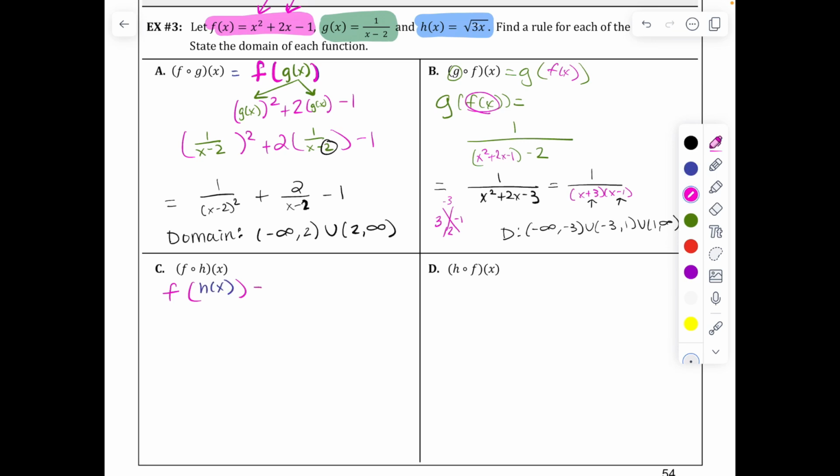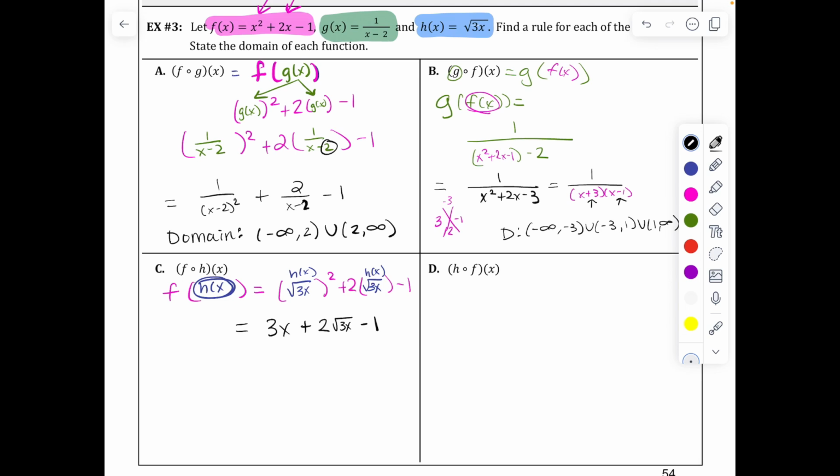So let's write this out. f of x is x squared plus 2x minus 1. But instead of inputting x, we're inputting h of x. So instead of h of x, it's the root of 3x. Let's simplify it here. The root of 3x quantity squared is just 3x, plus 2 times the root of 3x, minus 1.